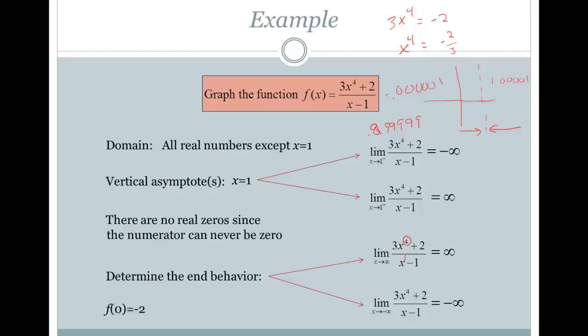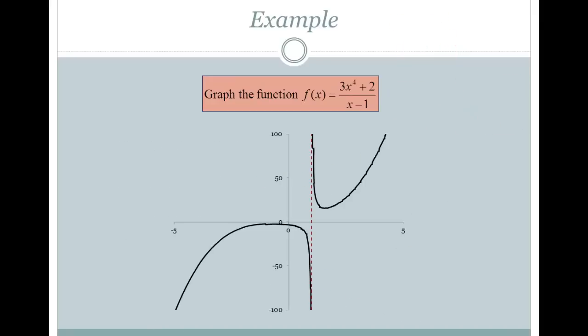Okay, so now I have all the bits of information. Let's put it all together. Here's my vertical asymptote at x equals 1. We said as we came in from the right, we went off to positive infinity. When we came in from the left, we went to negative infinity. We said that there were no zeros, so you never see us intersect the x-axis. We had a y-intercept of negative 2 at (0, -2).